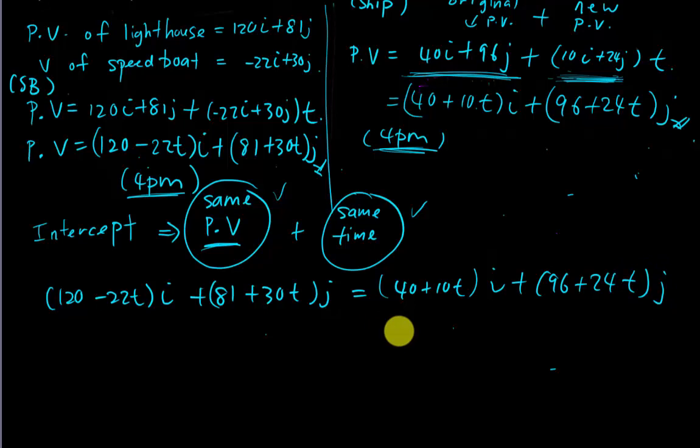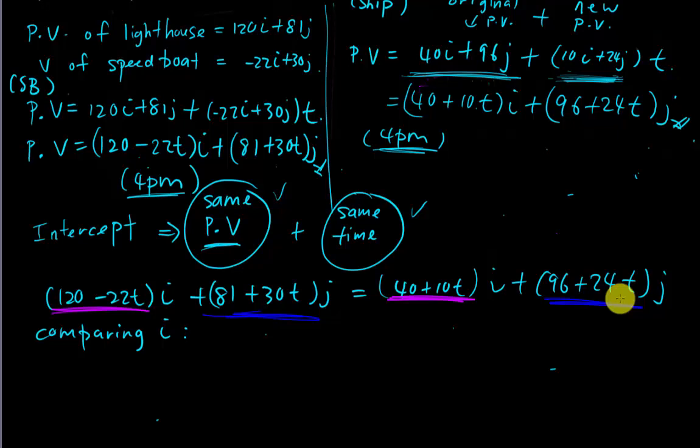Then, in order to get the t value, I will compare the i. When I compare the i, I only compare the i with the i, and later I will compare the j with the j. So I do the i part first. I will say 120 minus 22t equals 40 plus 10t. Then I can easily get my t value. So 32t will equal 80, which is 120 minus 40.